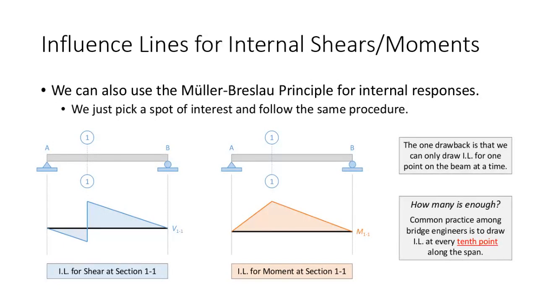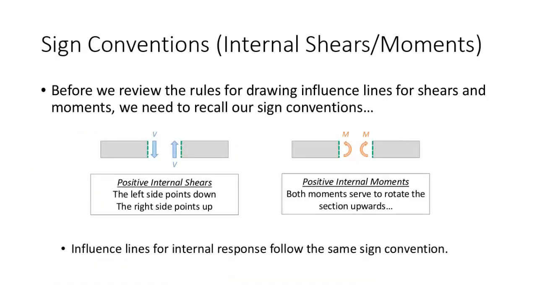Now, this is what the influence lines for shears and moments look like. I want to talk about how we get to this point. Like, how do you draw them? How do you use the Müller-Breslau principle? Well, in order to do that, before we get into drawing them, I want to recap some sign conventions because this is really, really important.